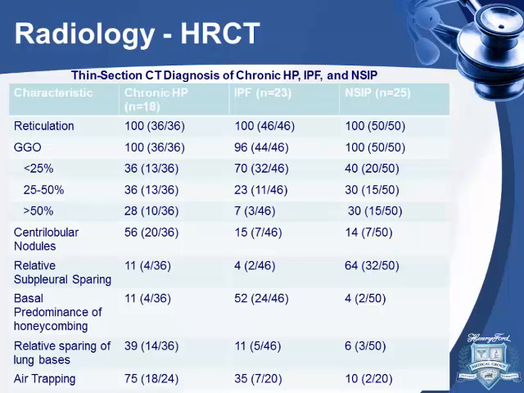So I think what you need to focus on, especially for people taking the boards, is that centrilobular ground glass opacities and sparing of the bases are very pathognomonic. If they're going to push for HP in the boards, that's what they're probably going to be saying.